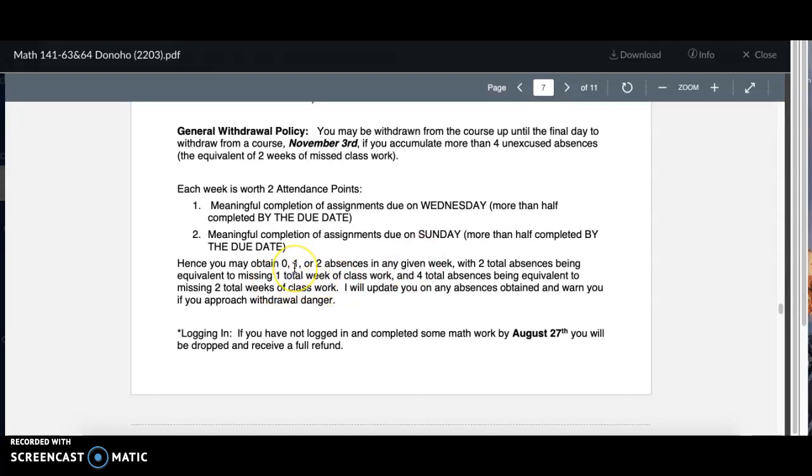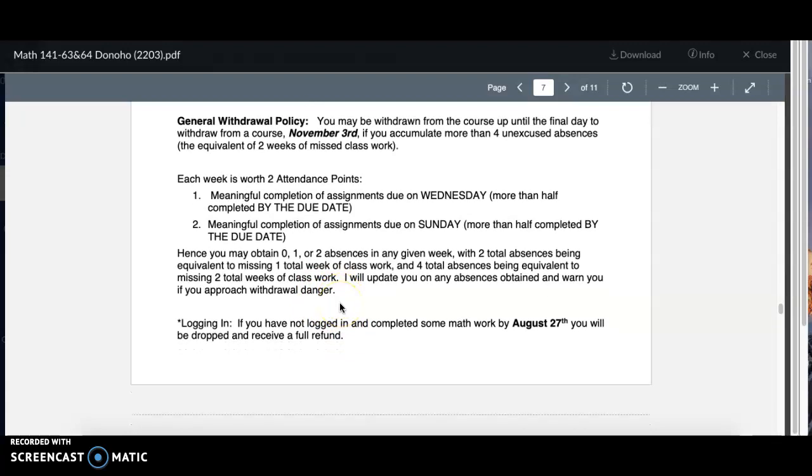So you could get 0 absences, 1 absence for one of these 2 not being completed, or if you don't do at least half of each one, you could get 2 absences in any week. Right? So 2 absences is 1 week of class. So that's how 4 absences is the same thing as missing 2 weeks of class. I will always update you if you obtain an absence. And if you're starting to get close to that withdrawal limit of 4 absences, you will get notifications from me.